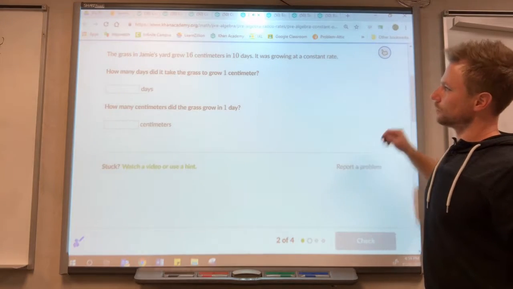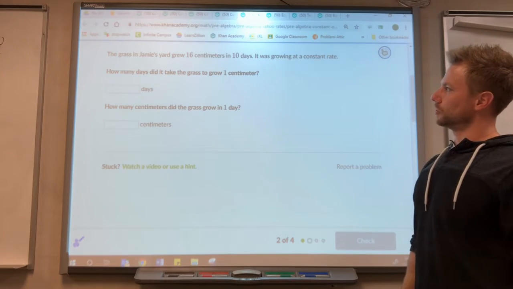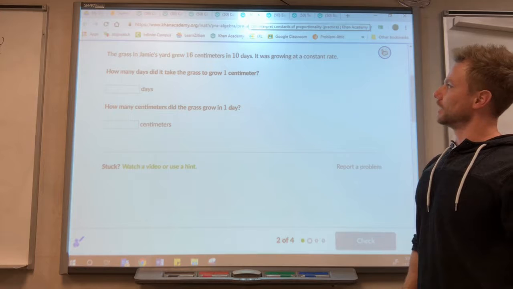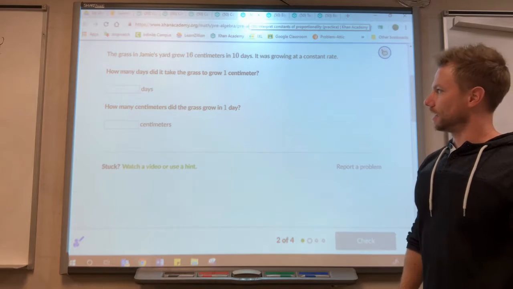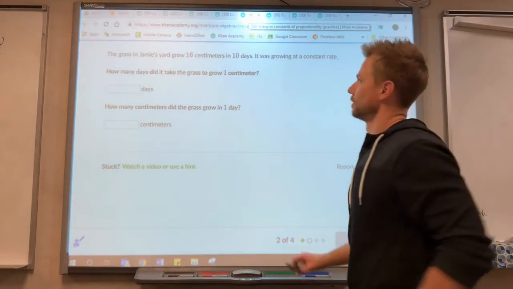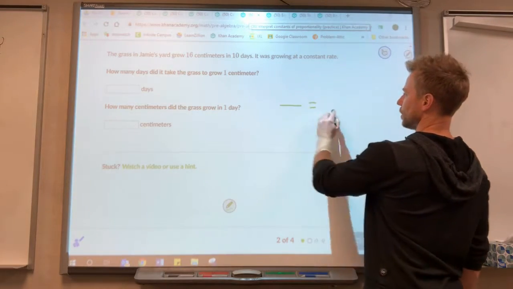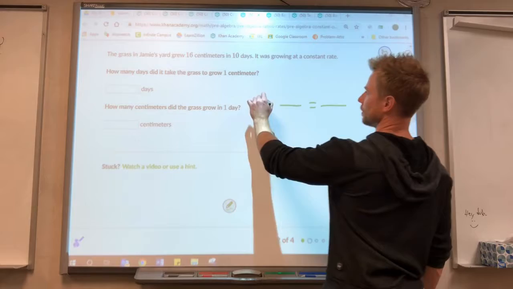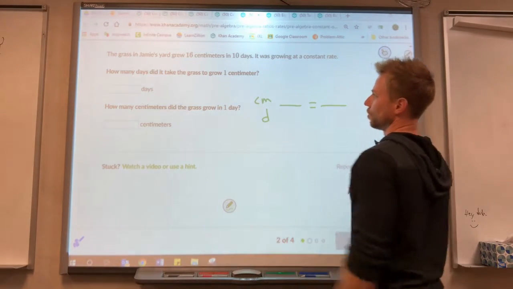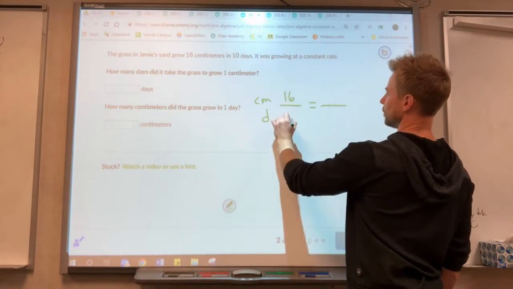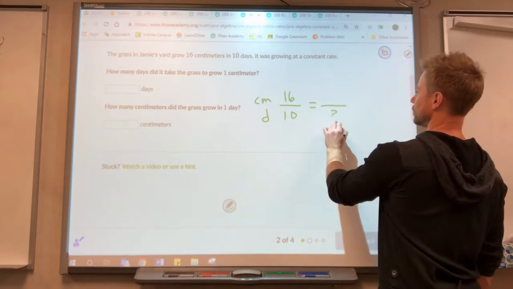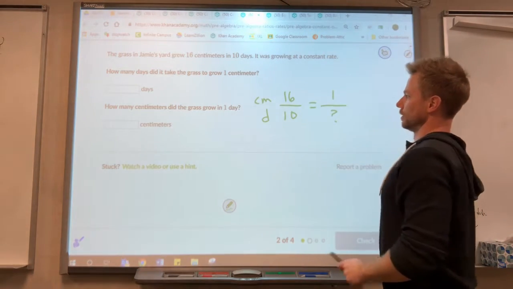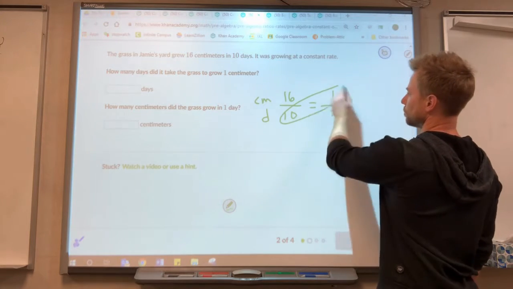Good. The grass in Jamie's yard grew 16 centimeters in 10 days. It was growing at a constant rate. How many days did it take to grow 1 centimeter? Okay, this is where some of you can probably do this in your head, or you can set up a proportion. 16 centimeters in 10 days. How many days for 1 centimeter? Okay, so we cross multiply, divide.